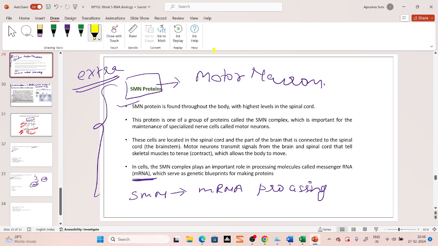The highest level of SMN proteins are present in the spinal cord, and they are required for the maintenance of specialized nerve cells which are known as motor neurons. These motor neurons transmit signals from the brain and the spinal cord that tell skeletal muscles to tense or contract, which allows the body to move. That means it is connected to motor neurons, it is connected to the spinal cord.